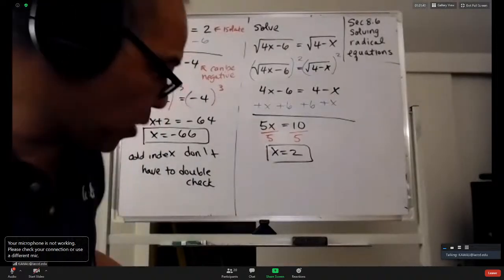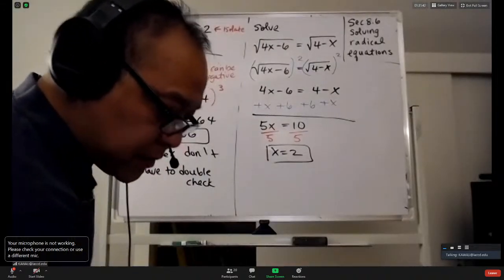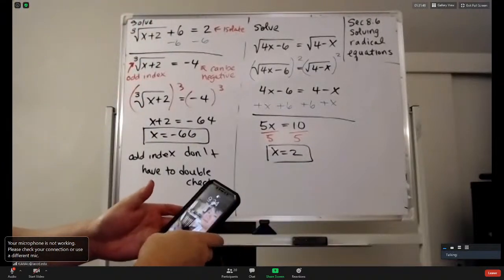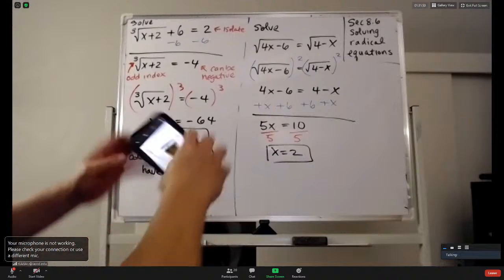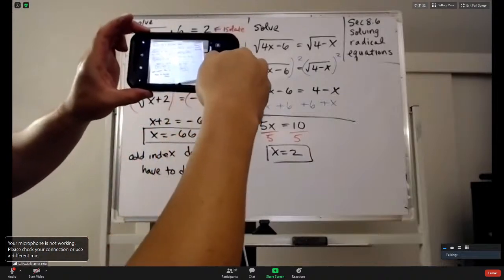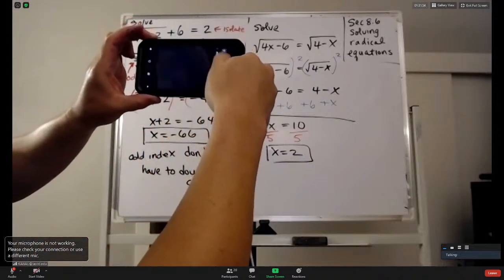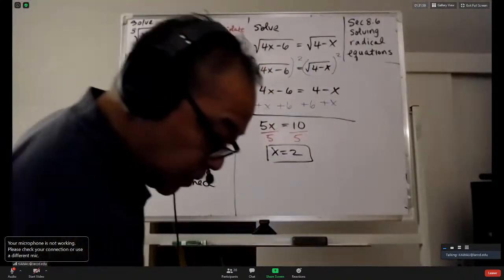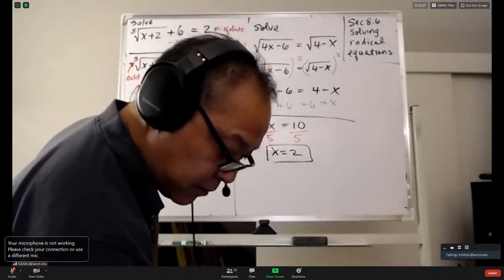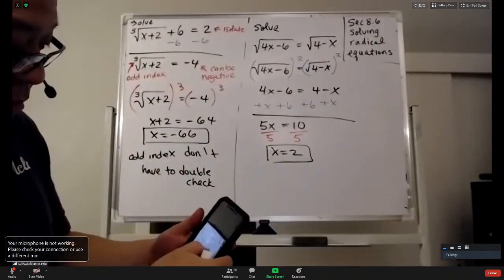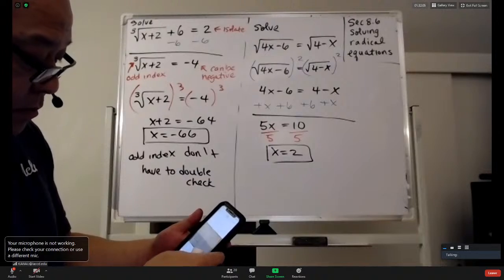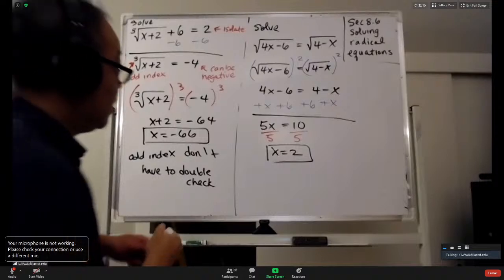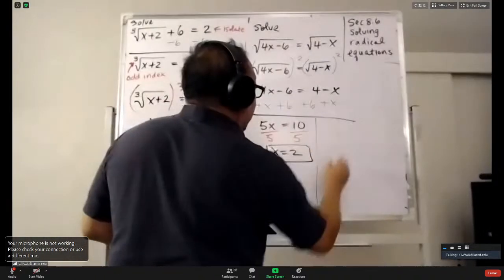Okay, so now we did the one where the square root is on both sides. Let me take a picture of this one. Now let's double check that. Oops, delete that. I forgot to double check it. So go ahead and double check.